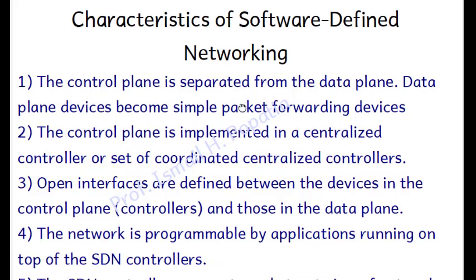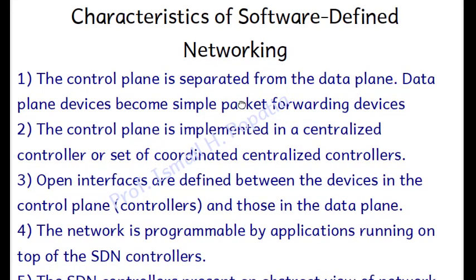Now, what are the characteristics of SDN? We have some characteristics of SDN as we can see here. The first one: the control plane is separated from the data plane. This is one of the important characteristics as compared to the traditional network. In the traditional network, the control plane and data plane are not separated. They are situated on the same media.